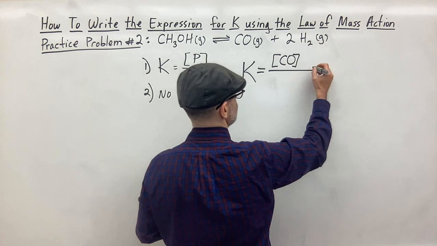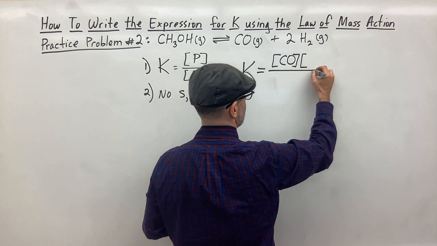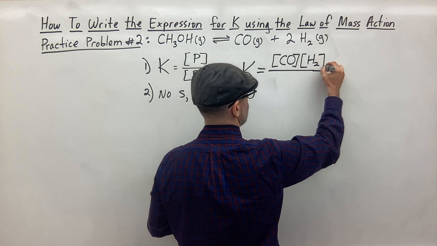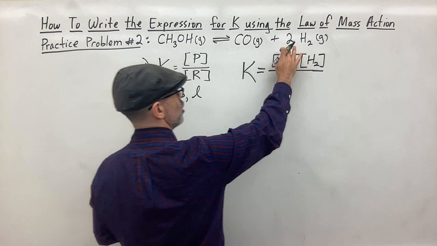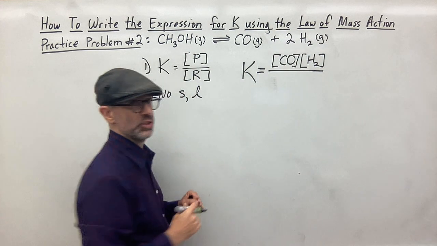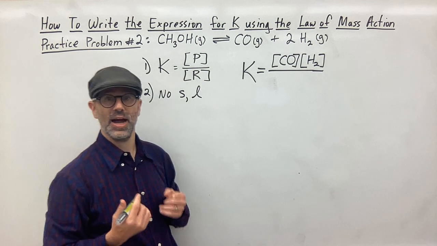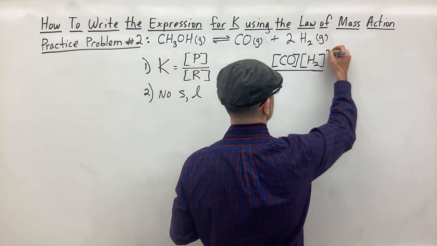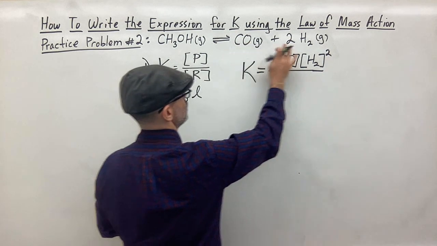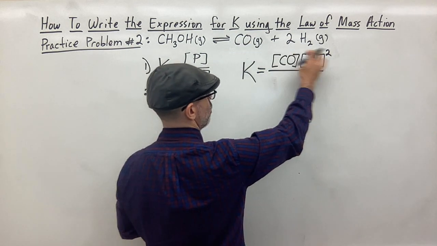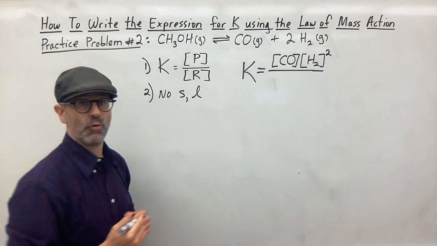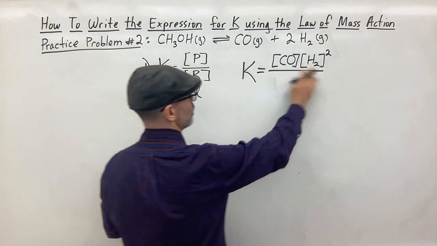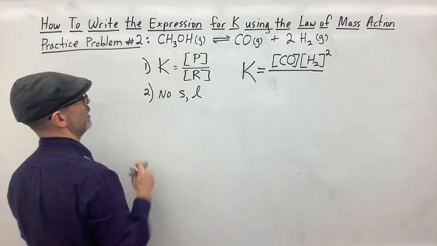Next, we have hydrogen gas, so it will be multiplied by the concentration of H2. And so we have a 2 there for the coefficient, so the concentration of our hydrogen gas is going to be raised to the power of 2. So whatever coefficient we have, that's the power we're going to put for the concentration. Now we're done with our products. Now let's go look at reactants.